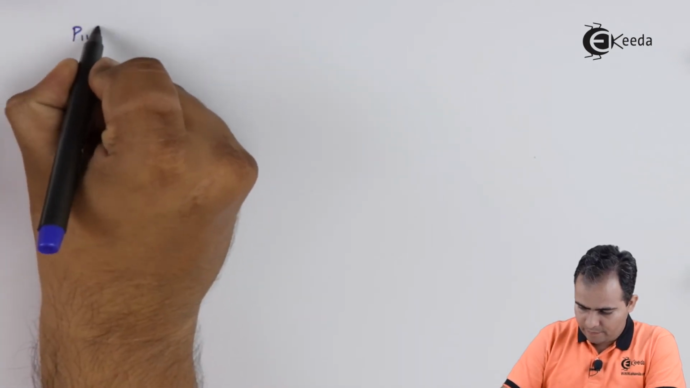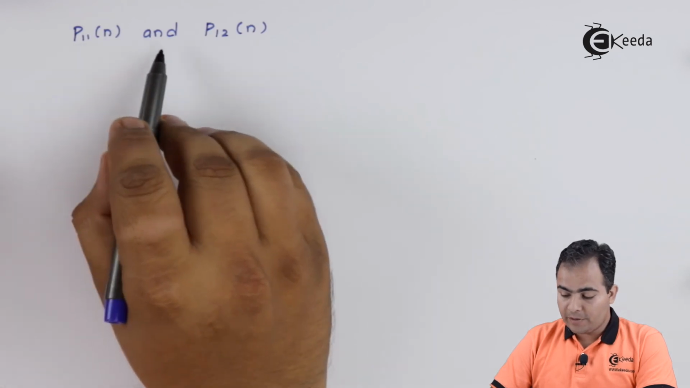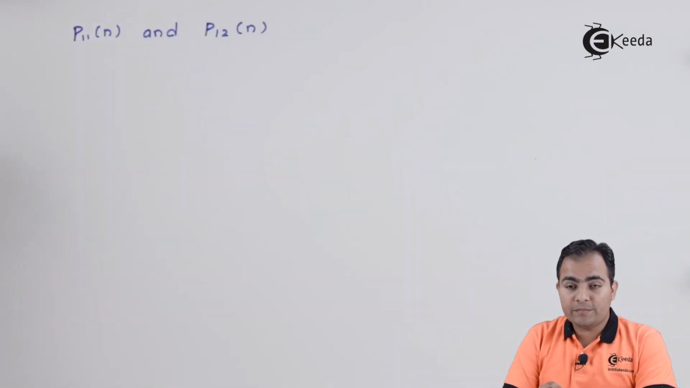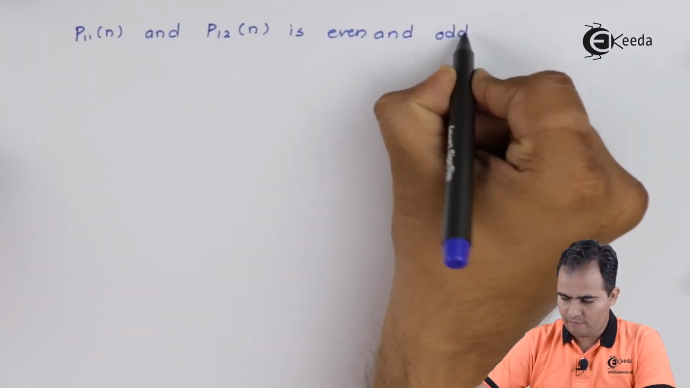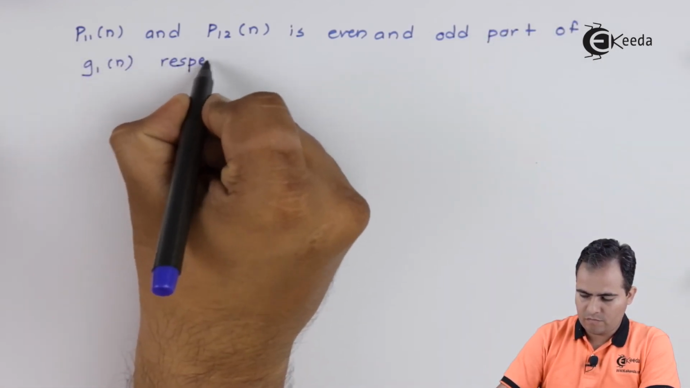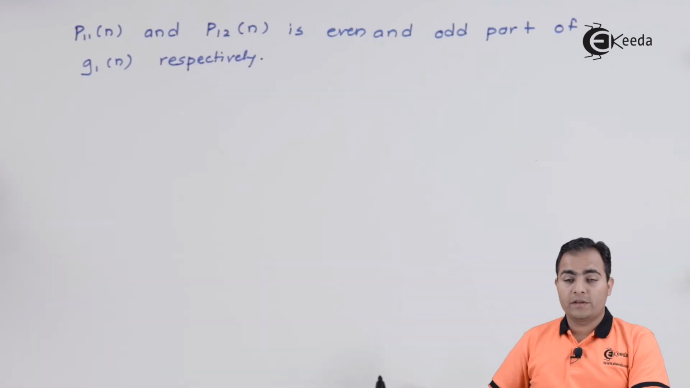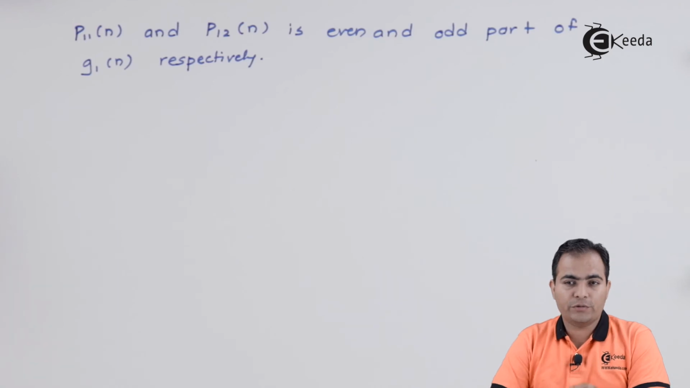So I'm going to divide my g1 of n and g2 of n into 2 parts, that is in odd part and even part. So let's say my p11 of n and my p12 of n are the even part and the odd part of g1 of n respectively. Now we will take the help of one equation that we have used in derivation. I'll show you which one that is.